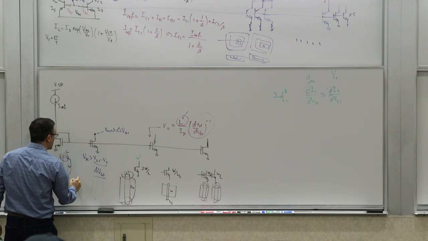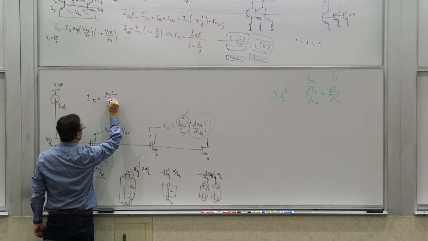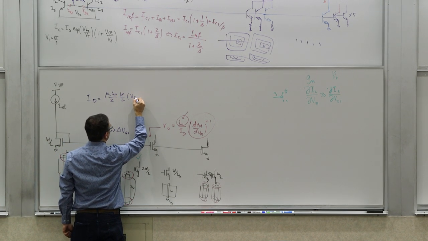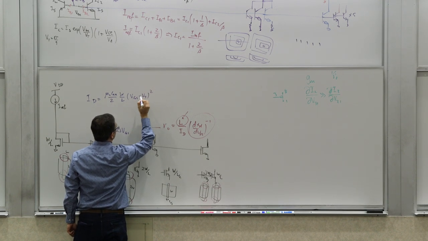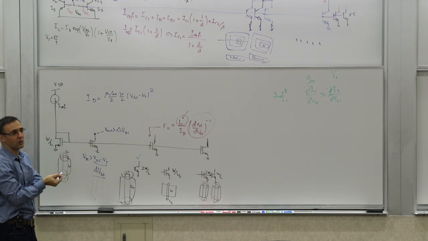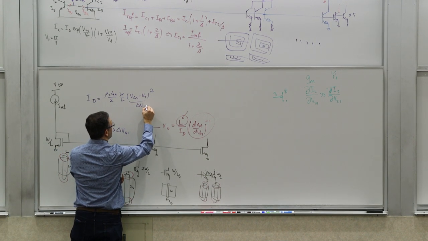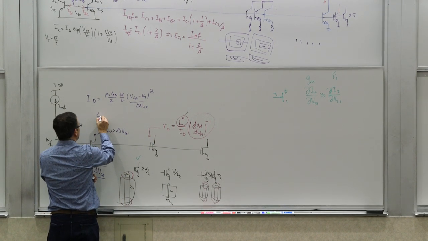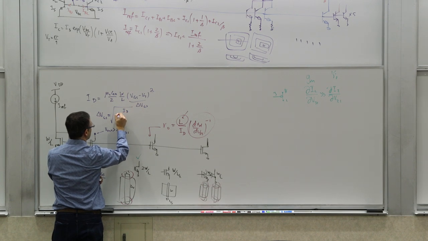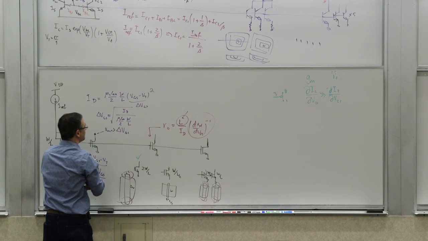Why? Because we know that ID is mu n Cox over 2 W over L, in the case of a classic quadratic MOSFET. The exact functionality will change if this is not quadratic, but the general behavior doesn't. So delta VGS is the square root of ID divided by mu n Cox over 2 W over L.